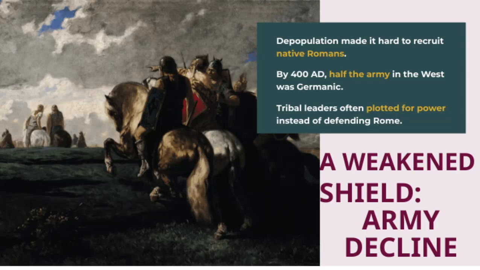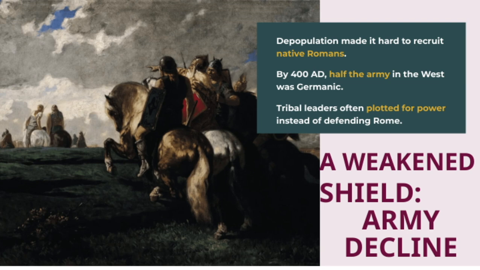Now, let's look at what I like to call a weakened shield. This metaphor really captures how Rome's defenses started to crumble. One of the main issues was the decline of the army itself. Tribal leaders, instead of focusing on defending Rome, often jostled for power among themselves, which left the empire vulnerable. By around 400 AD, half of the Western Roman army was made up of Germanic soldiers. That's a huge shift in the makeup of the forces that once protected Rome.